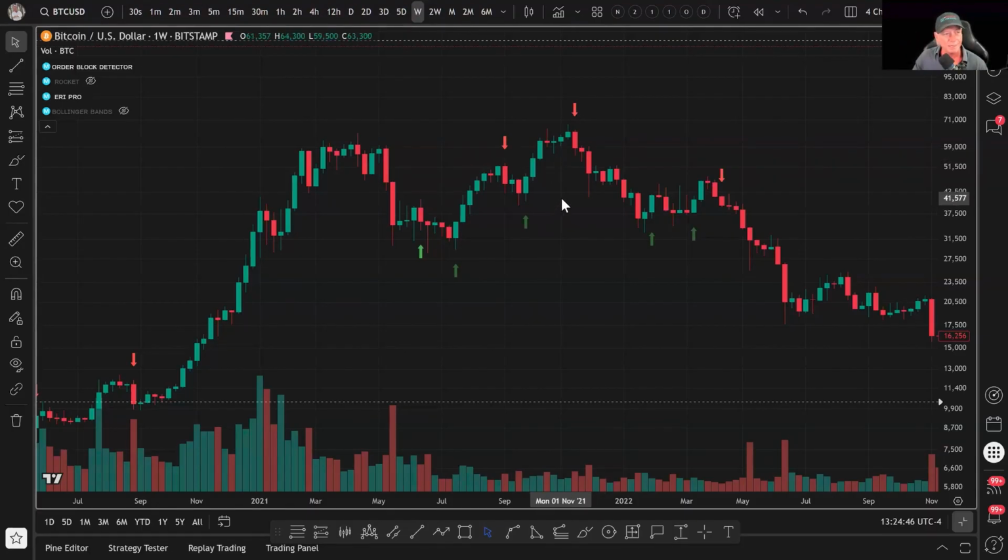Similarly, on the downside, so this arrow on the weekly time frame, bearish engulfing here.